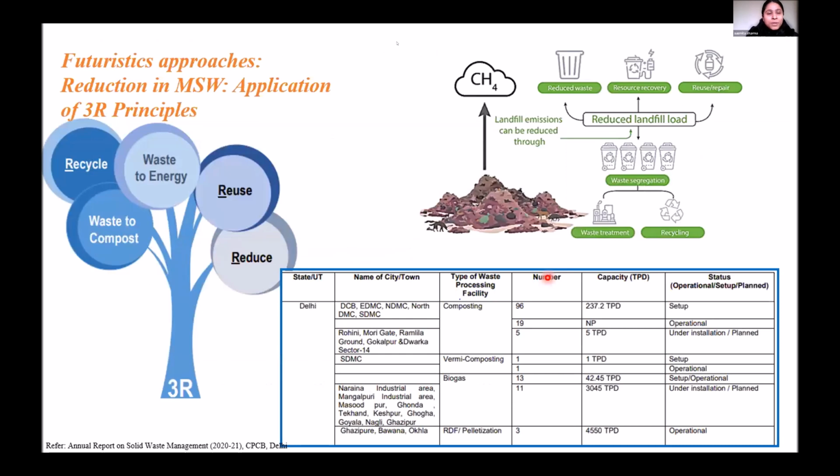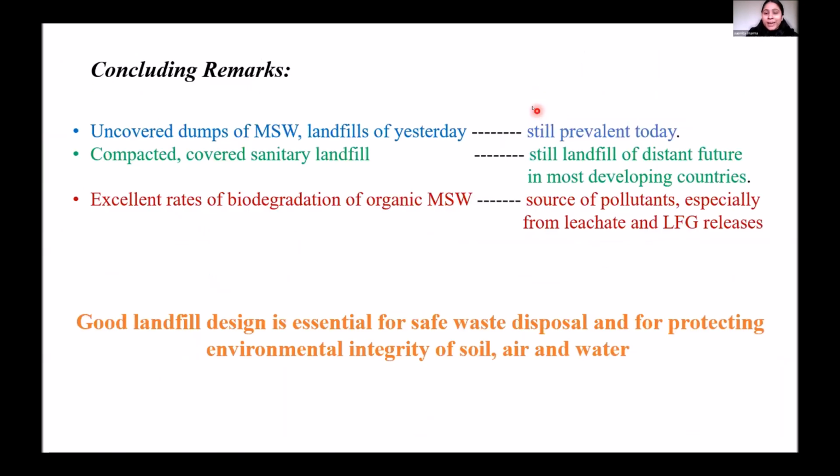There is a lot of information and there are many techniques available in research, but most of the techniques have not been scaled up to the ground level. Some of the techniques depend on the type of the waste, with segregation not being possible. This is an important thing to mention here. So these are the processing facilities, and the numbers and capacity of the processing facilities. One approach to reduce landfill loads is reduce, reuse, and recycle, or waste to energy, or waste to compost. These are the futuristic or current approaches which are very predominantly undertaken in taking care of municipal solid waste. Now, to give a concluding remark, what do I have?